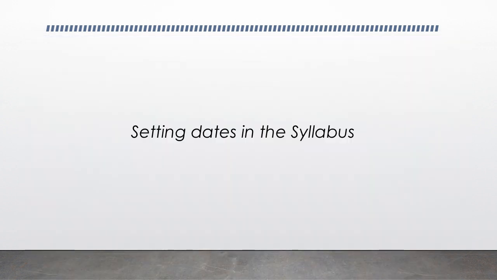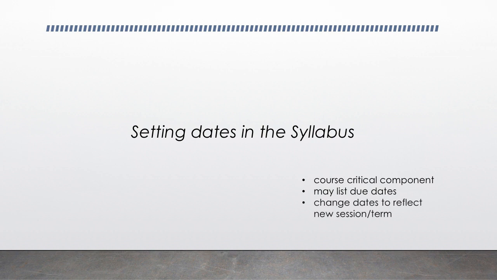Okay, now let's move on to revising dates in the syllabus. The syllabus is a critical component for every course. It's where students go to find out about course policy and often major assignments and their due dates. Even so, some syllabi will generally indicate when things are due, such as the end of each week by Friday at 11:55 p.m.